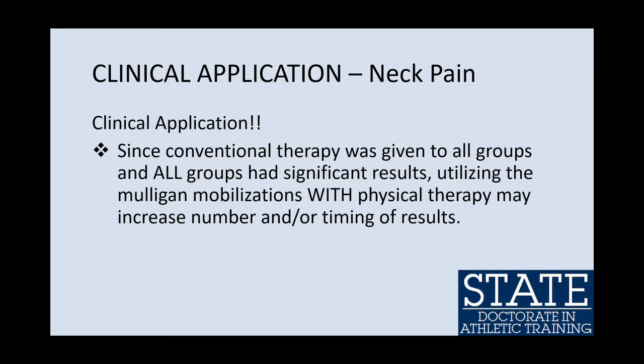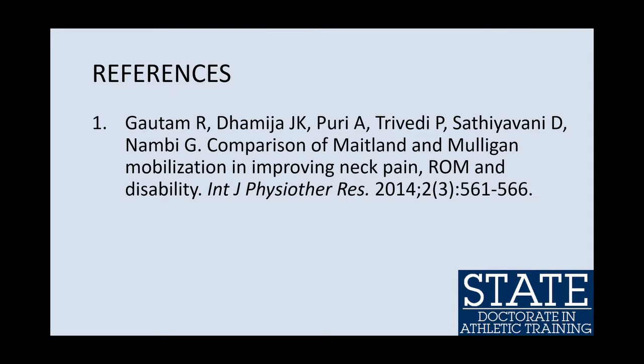Within this study, the conventional therapy was also producing significant results, even though Group C had the most significant results and the biggest amount of results. So if you were to utilize Mulligan mobilizations, it would be suggested from the study to utilize it with physical therapy, and it may increase your number and or timing of results. But yeah, so that explains basically the difference and how to possibly clinically apply it.